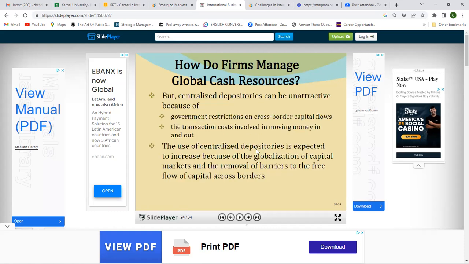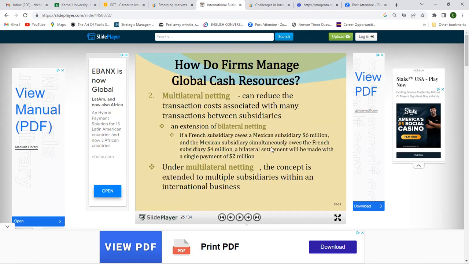But centralized depositories can be unattractive because of government restrictions on cross-border capital flows and the transaction costs involved in moving money in and out. The use of centralized depositories is expected to increase because of the globalization of capital markets and the removal of barriers to the free flow of capital across borders.